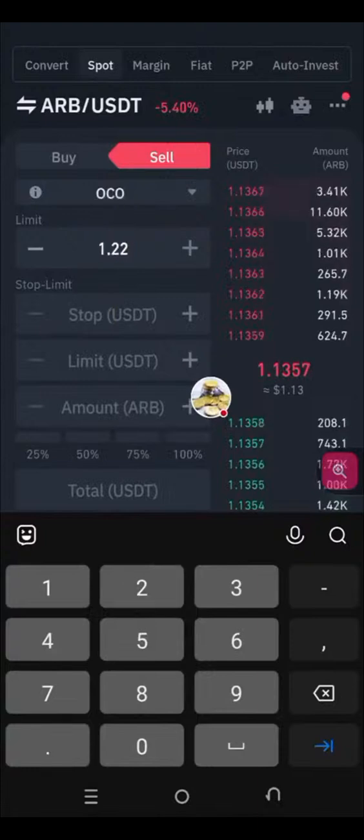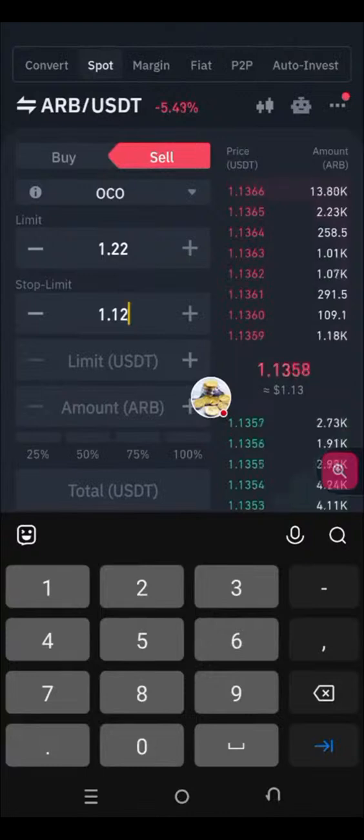Then I'll have to put my stop also, right? So if it's going down, I need to put my stop. That's the stop limit, that's the stop loss, right? I need to put that. So if it goes below, this is currently 1.359. If it goes below like 1.2, for instance, oh, I don't want to lose my money, right? I don't want to waste time in this trade.